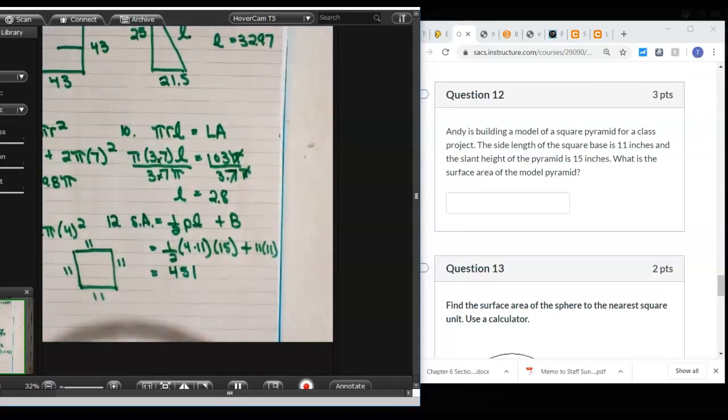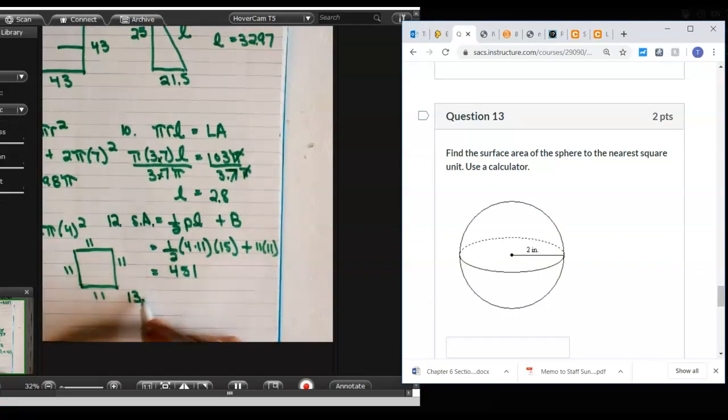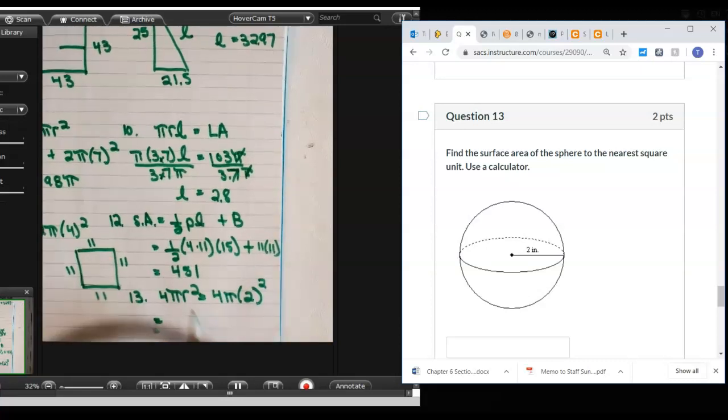Okay, last one, number 13. Oh, not the last one. Let's see if we can squeeze 13 in on here. Again, we're looking for surface area. That is 4 pi r squared. We've got our radius again in here is 2. And on 13, it wants us to take it to the nearest whole number, which ends up being 50.